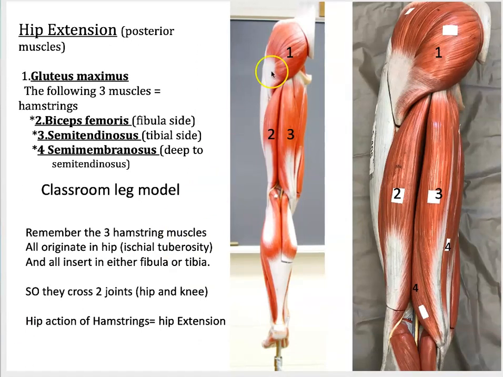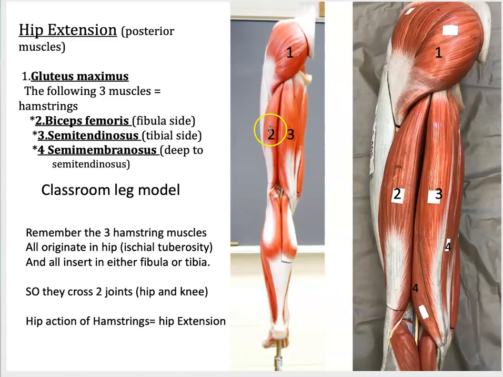So here again is your classroom leg model. So you can kind of be guaranteed this is the model we will use for your lab practical. Here is muscle number 1, gluteus maximus. If you stand up and extend your leg at the hip joint, you will feel the gluteus maximus contract. And then we have our 3 hamstring muscles. They are just distal to our gluteus maximus. There's 3 of them.